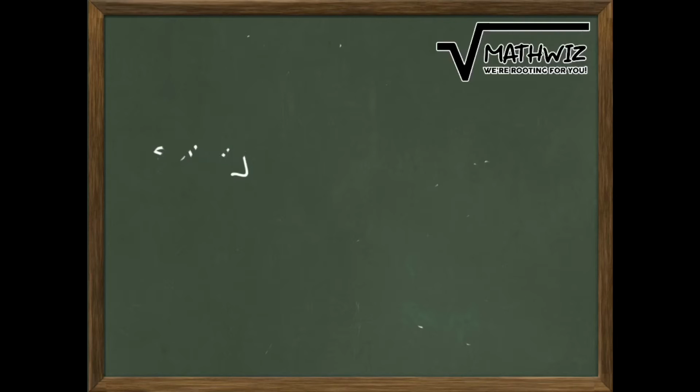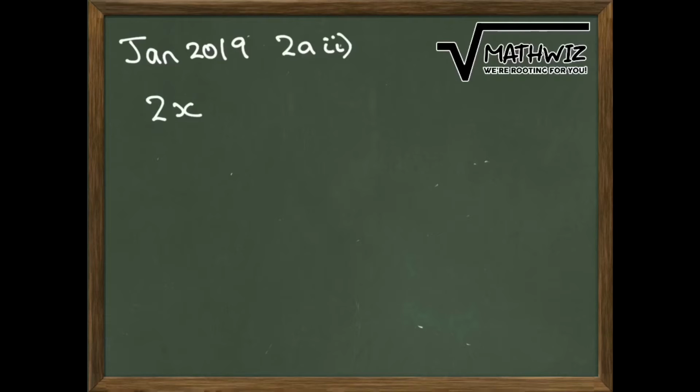So the first question that we are going to attempt today is going to be January 2019, and it is 2A, part II, or the second part. So it has 2x squared minus 9x equals 0.